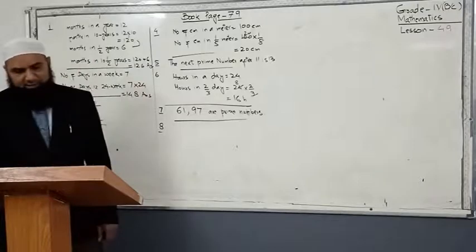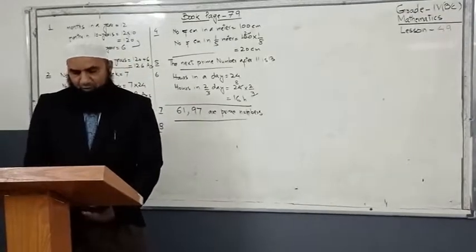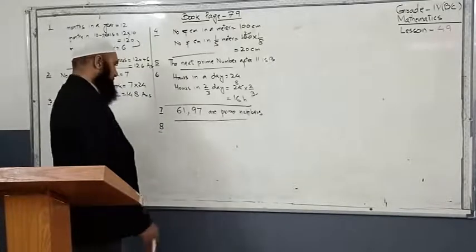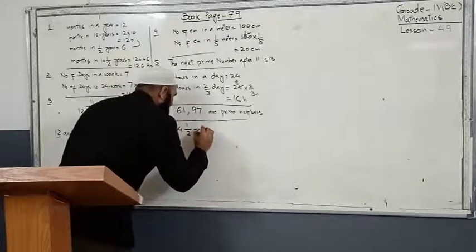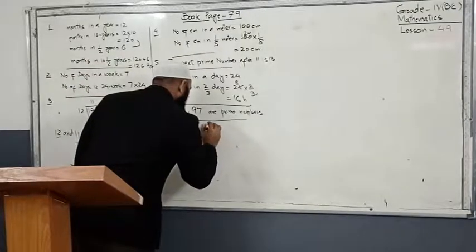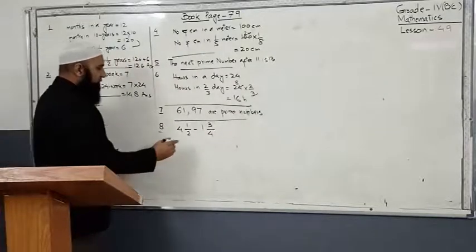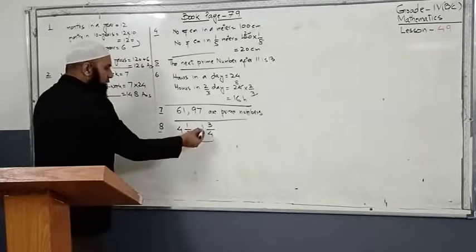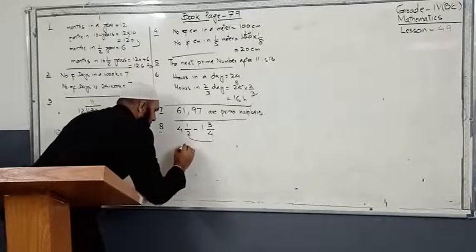Question number 8. This is subtraction of fractions. 4 and 1/2 minus 1 and 3/4. Okay? So first we will take the fractional parts and subtract them and ignore the whole numbers 4 and 1. So first take the fractional parts.